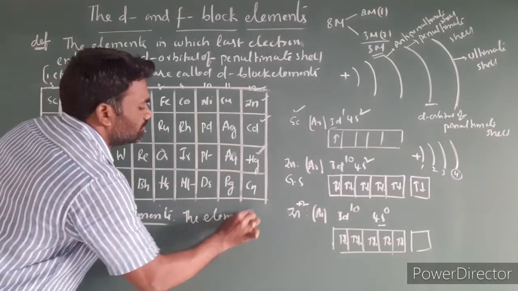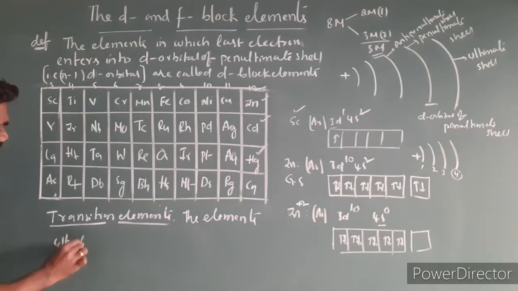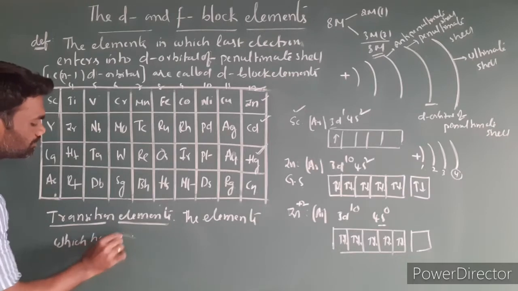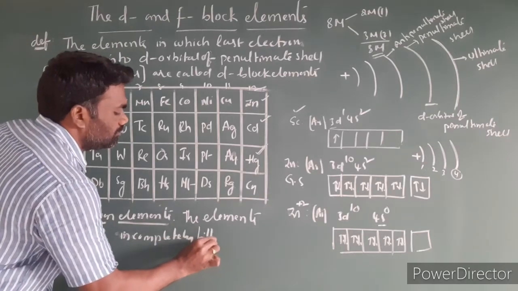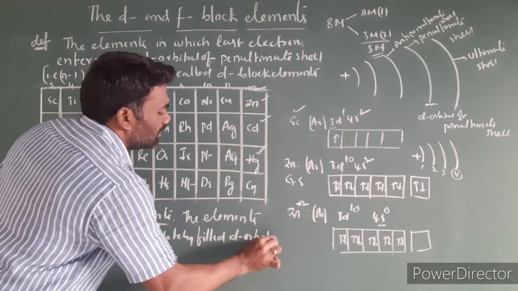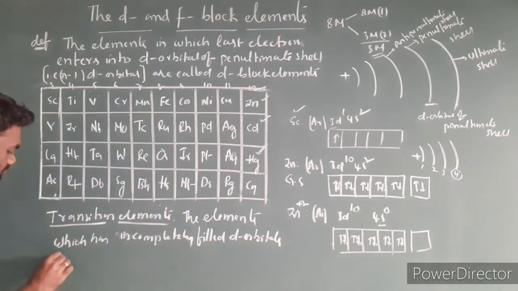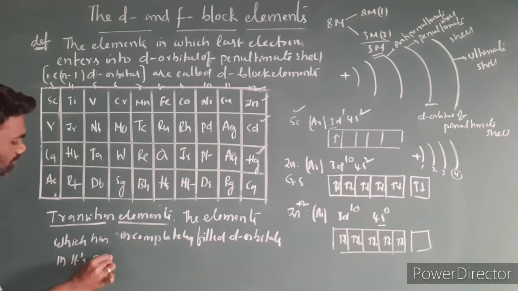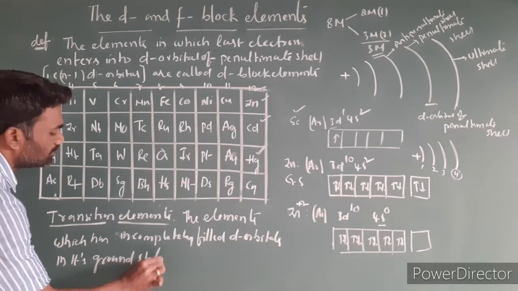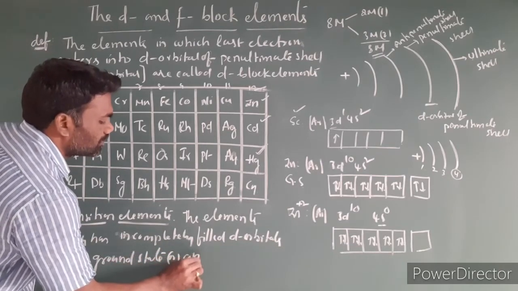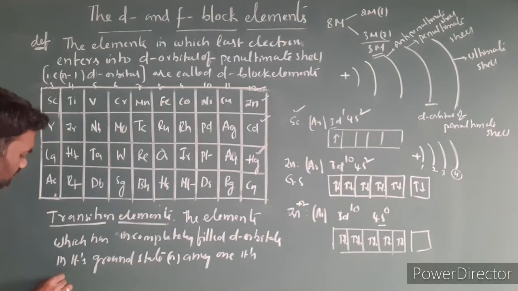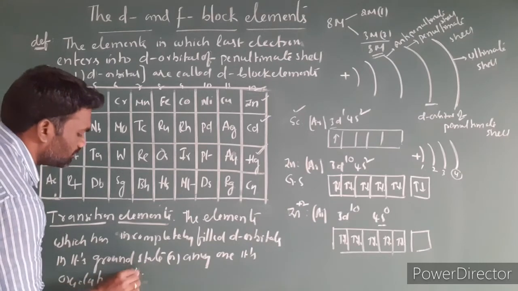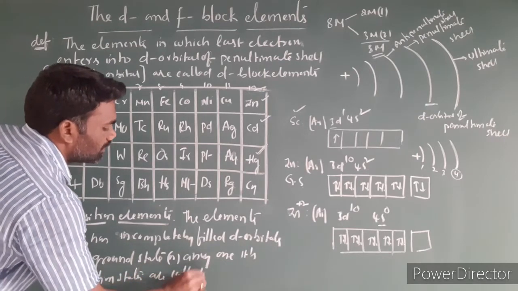The elements which have incompletely filled d orbitals in the ground state or in any one oxidation state are called transition elements.